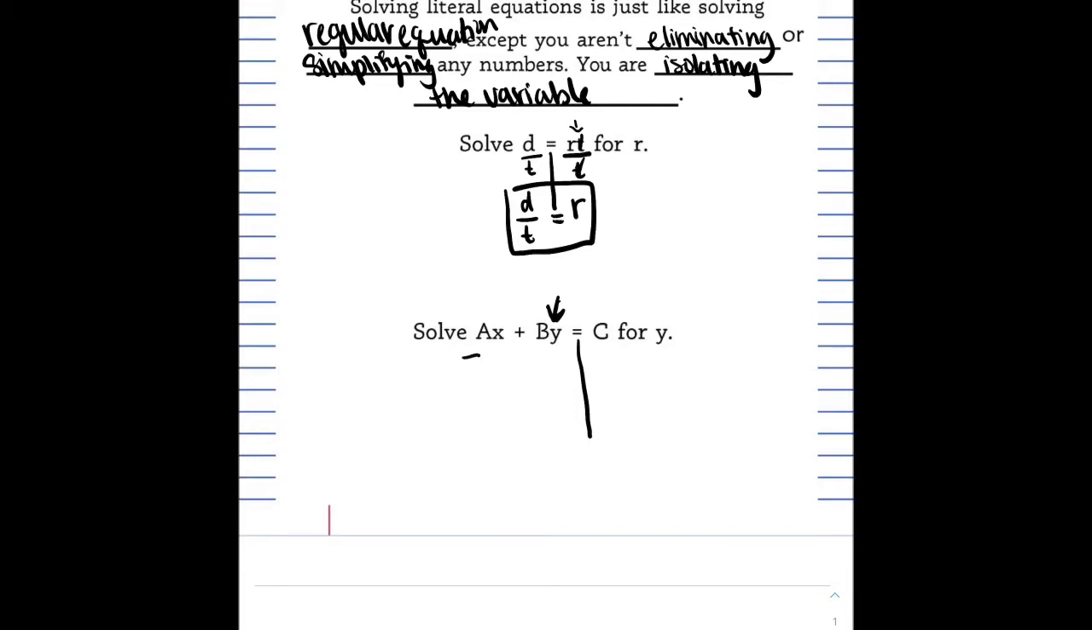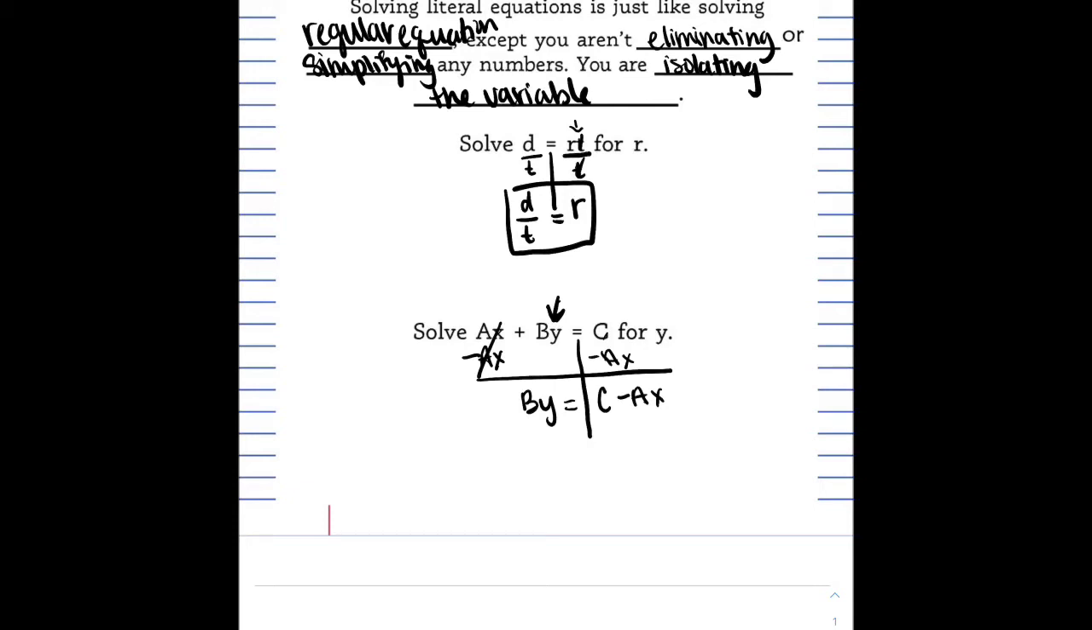I want to move the thing that doesn't have y with it first, so I'm going to move ax. This is a positive ax, so to move it over, I'm going to subtract ax on both sides. So ax minus ax is 0. I'm just left with by over here. And then on this side, I have c minus ax. Well, I don't know what c is, and I don't know what a or x are, so I'm just going to rewrite this as c minus ax.